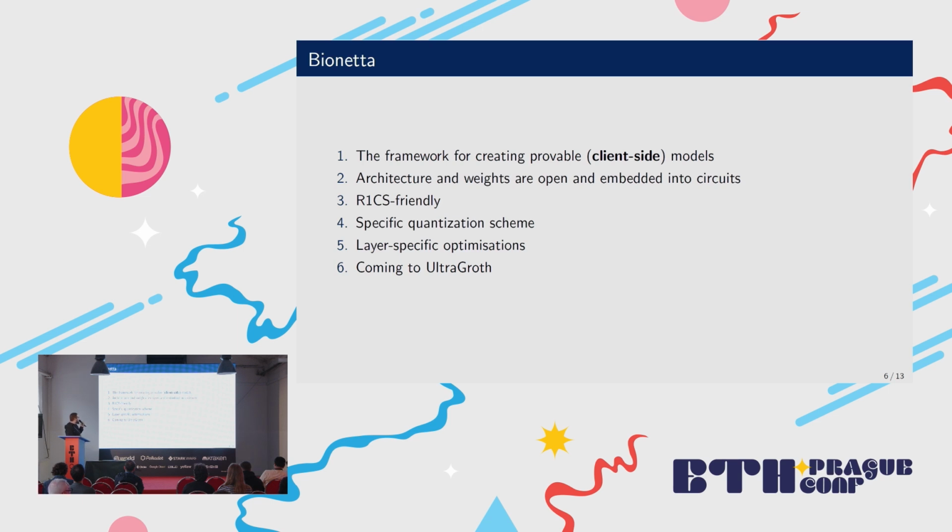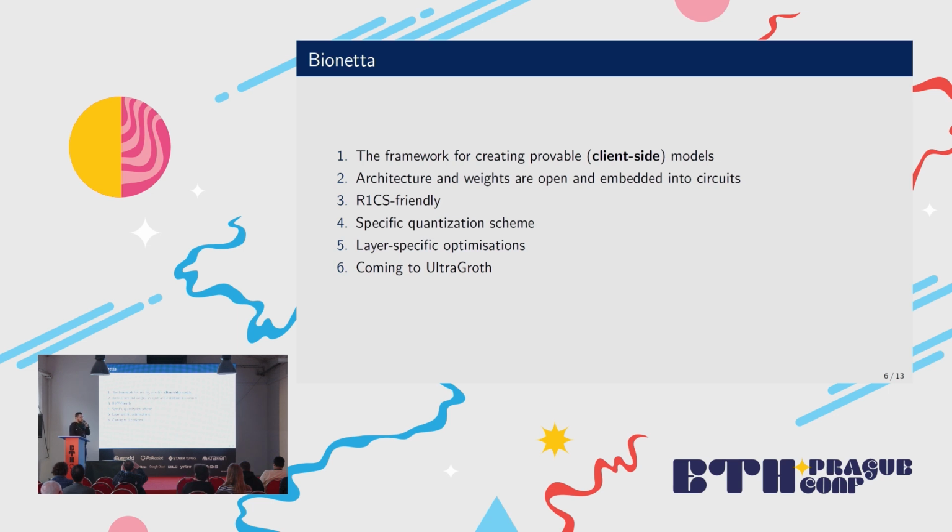The next one, the main difference from existing frameworks, is the architecture of these models, and all weights and parameters are open and hard-coded into the circuits. So for example, zkML, Lagrange, etc. have hidden weights. In our case, first of all, you need to have this provable model, because finally it should be verified by the smart contract. In this case, you cannot hide the specific architecture and weights. Additionally, we found out that it can reduce the amount of constraints dramatically.